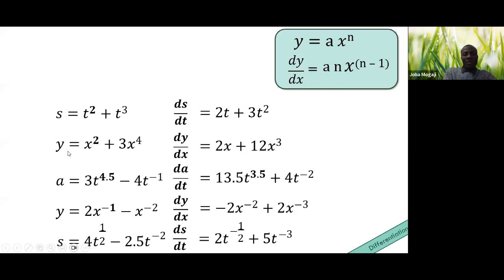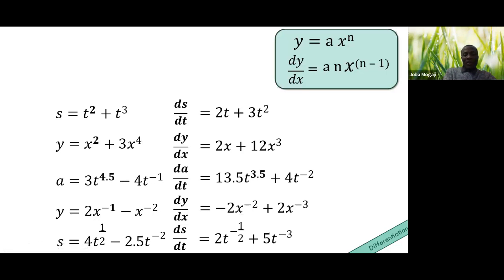If I have y equals s squared plus 3s raised to the power of 4, dy/ds equals 2s plus 12s raised to the power of 3. If I have a equals 3t raised to the power of 4.5 minus 4t raised to the power of minus 1, then da/dt will be equals to 13.5t raised to the power of 3.5 plus 4t raised to the power of minus 2. If I have y equals 2s raised to the power of minus 1 minus s raised to the power of minus 2, my dy/ds will be equals to minus 2s raised to the power of minus 2 plus 2s raised to the power of minus 3.